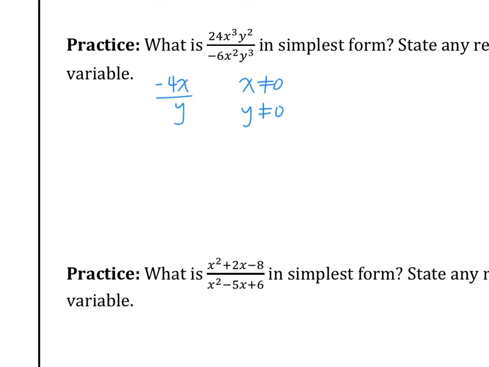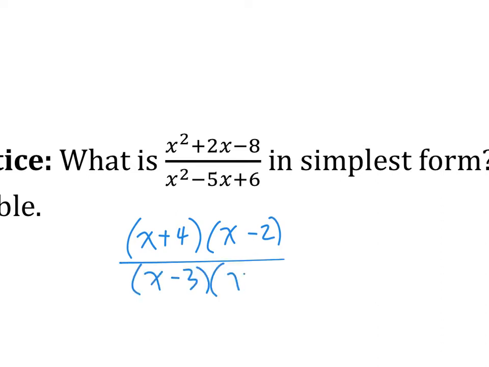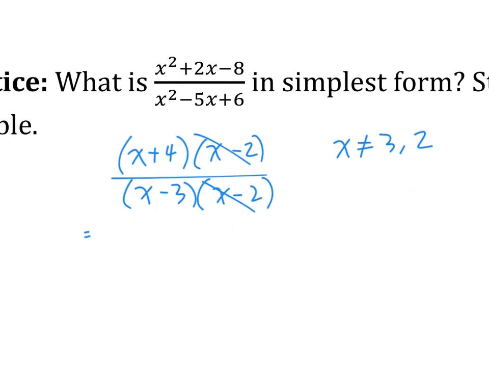Okay, let's have you try another one. Let me know when you're done. Okay, so first factor it, and you're going to get x plus 4, x minus 2. In the denominator, you're going to get x minus 3, x minus 2. Okay, so before you start canceling, just write the restrictions. So that's 3 and 2. Cancel that, you get x plus 4 over x minus 3.